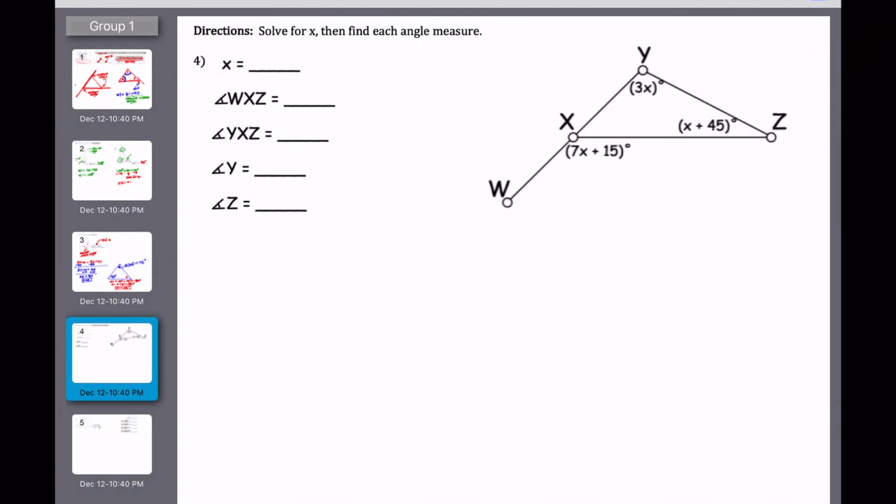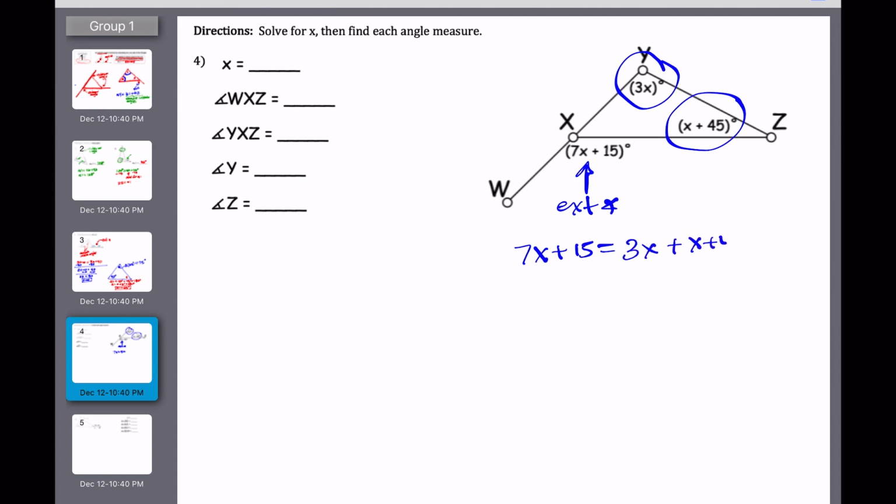Okay, so here's our next algebraic example. So you can pause the video here, try it, then unpause it, and check your work against my solution. So we see that we have an exterior angle here, and we're going to set that exterior angle equal to the sum of the two angles that are non-adjacent but interior. And now that we have our equation, let's combine like terms. And since we have variables on both sides, let's group the variables.